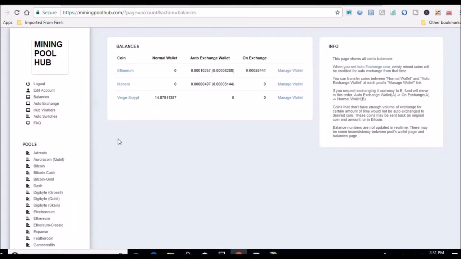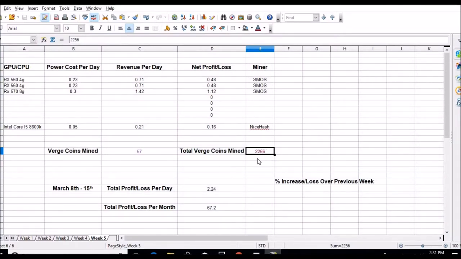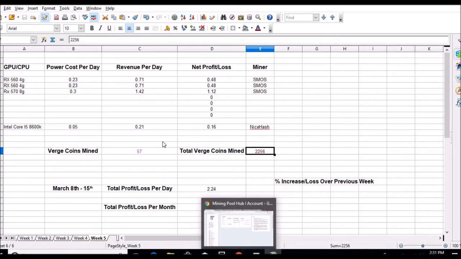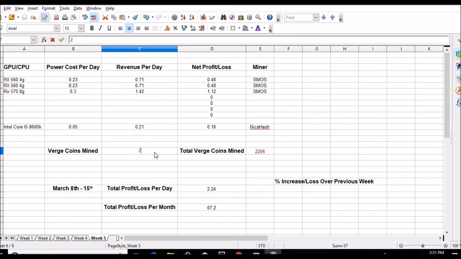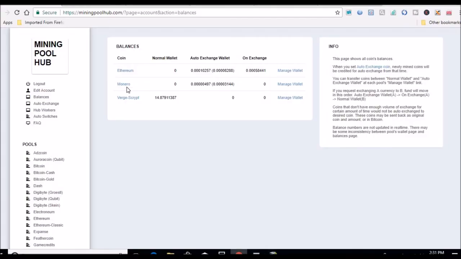Over at Mining Pool Hub, I did cash out, I think early this morning, another 250 Verge coins. So now I've got a grand total of 2,256 Verge coins. So this actually should be changed to about 250 since it just cashed out. You see here now I've got Monero.